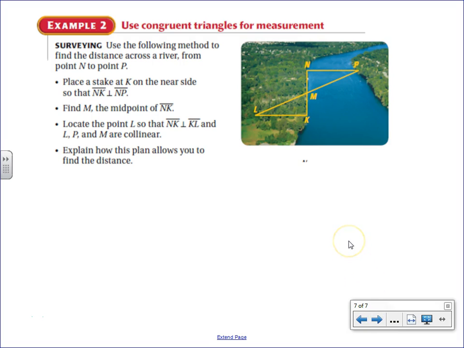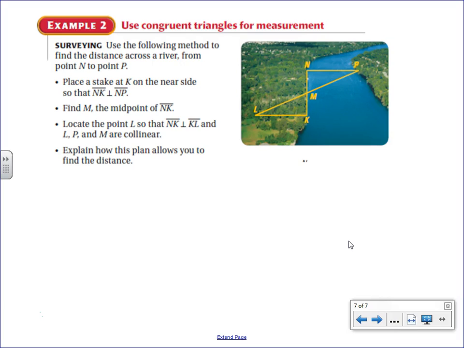And finally, just an example of how this is used kind of in the real world. If you're trying to measure across a river, you might want to take your tape measure out and measure it, but it might get wet or fall in the river. It might be a little difficult. So another way that this can be done is by staking out ropes and measuring across dry land.